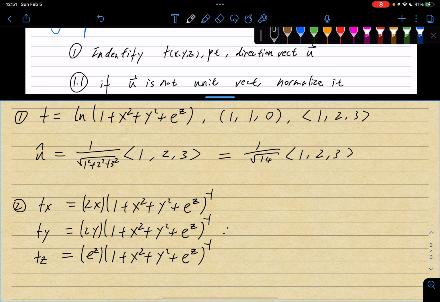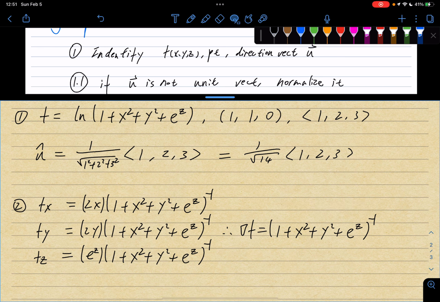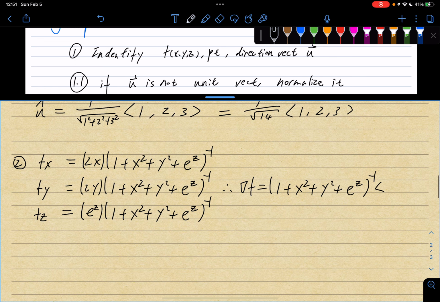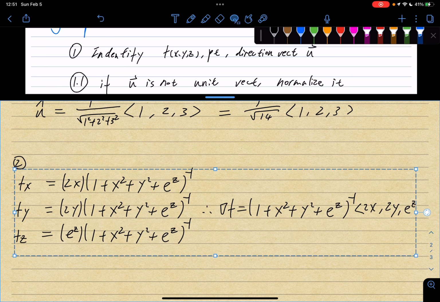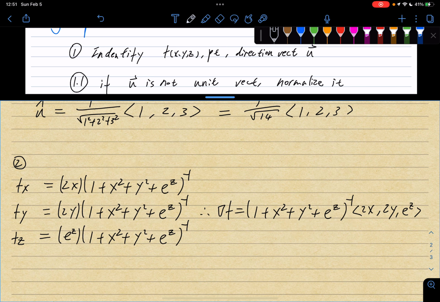So therefore, the gradient of f is going to be 1 over (1 plus x squared plus y squared plus e to the z) times (2x, 2y, e to the z). So that's not bad at all. So there you go, there's the gradient.